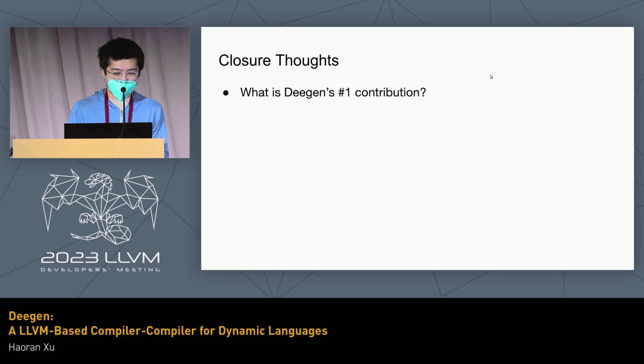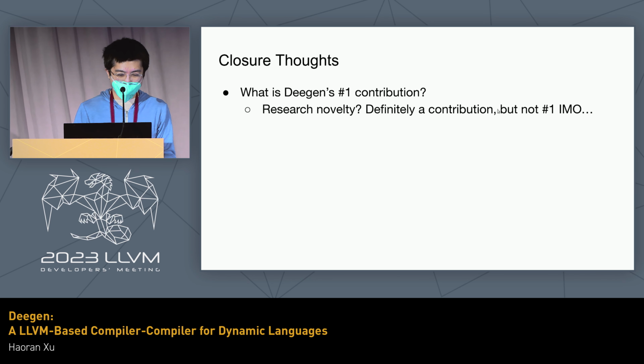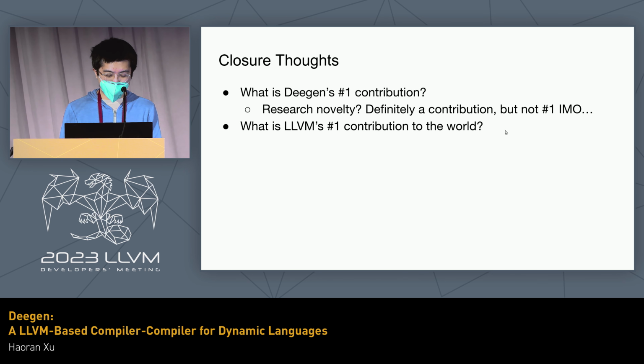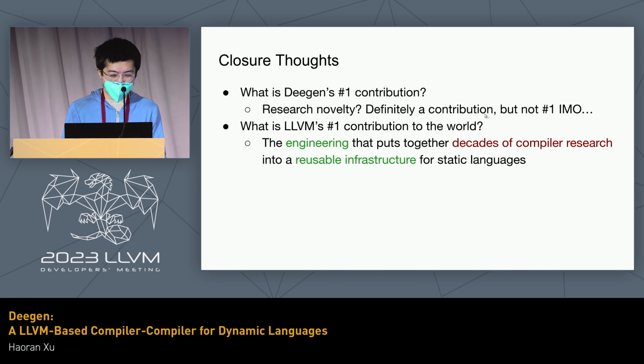So for concluding thoughts, of course Deegen as a research project has its novelty, but I don't really think it's the top contribution. So let me ask another question. What's LLVM's top contribution to the world? In my opinion, LLVM's top contribution to the world is the engineering that puts together decades of compiler research into an infrastructure for any static language. And in my opinion, that's also the story that I dream for Deegen.